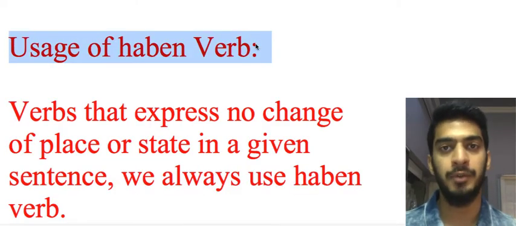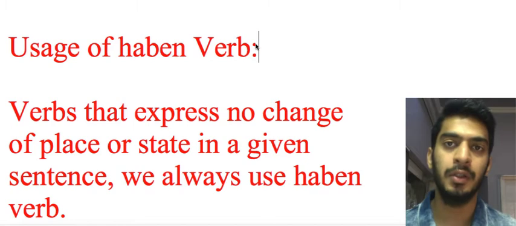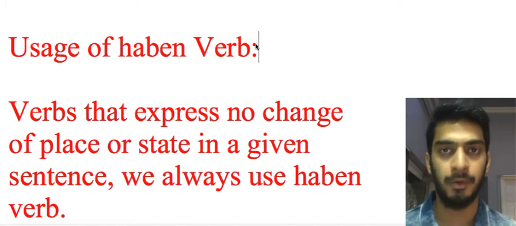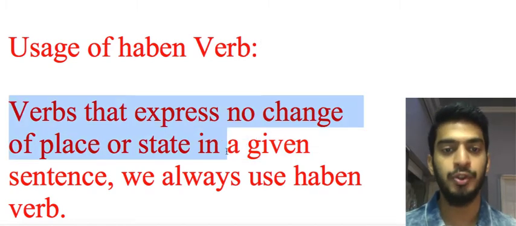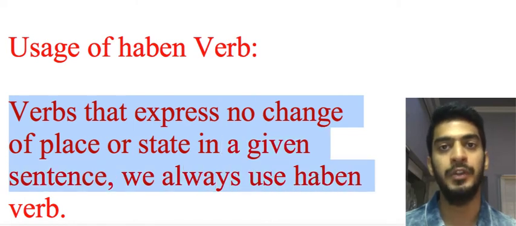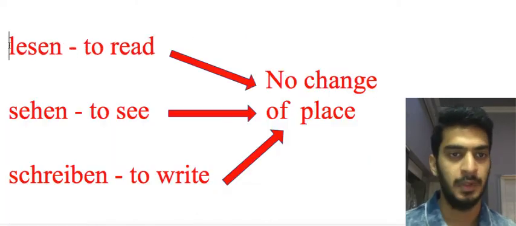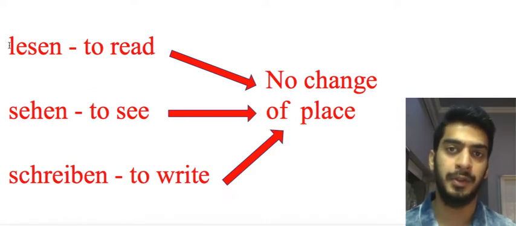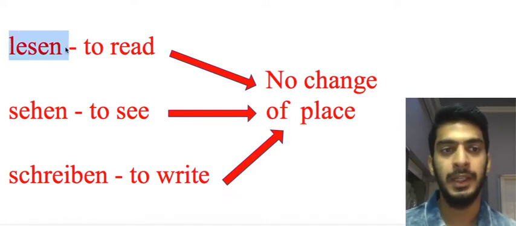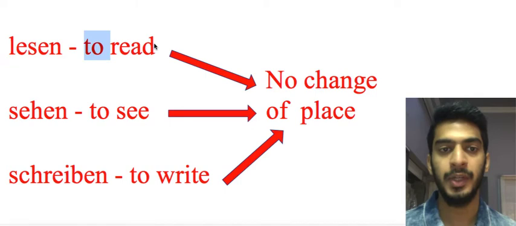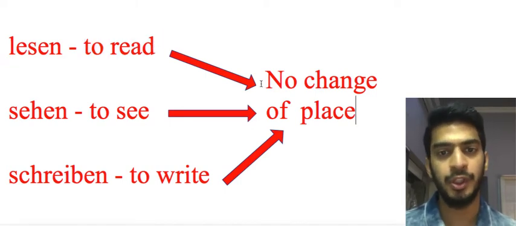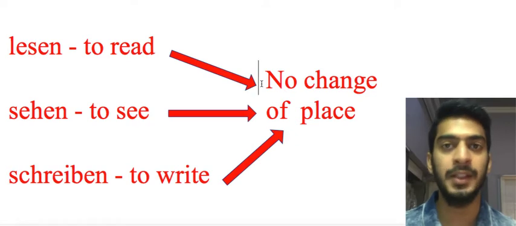Usage of the haben verb. Now we are going to learn where we have to use the haben form. For verbs that express no change of place or state in a given sentence, we always use the haben verb. Now we have three examples here. First we have the verb lesen, which means to read. For example, I'm reading a book. So there is no change of place. No movement is involved when a person is reading a book.